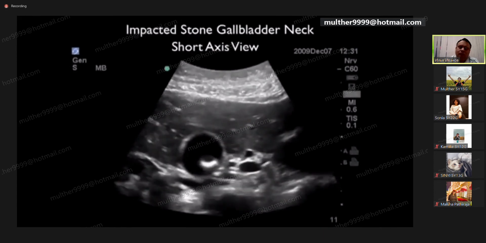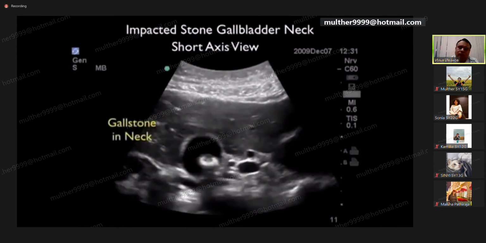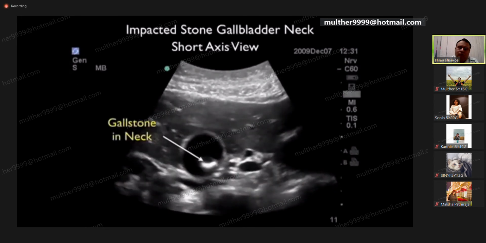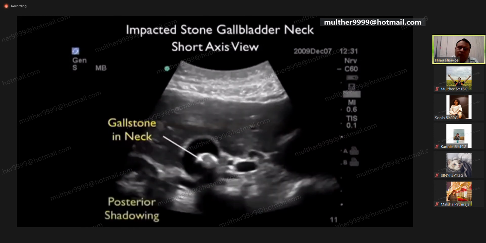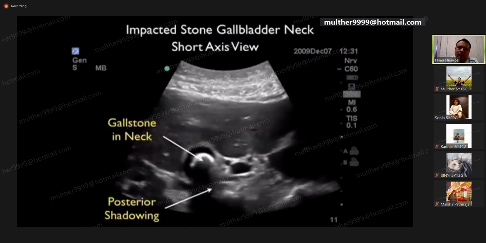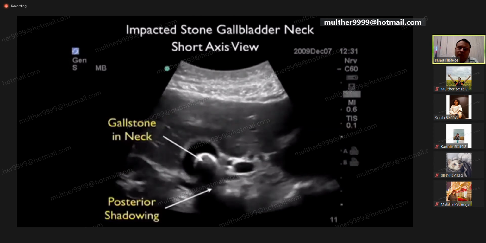Here we're going to change the orientation of the probe into a short axis configuration. The probe is located in the subcostal plane with the marker over towards the patient's right. Thereby we're cutting the gallbladder into cross sections, so the gallbladder will appear as a circle on the ultrasound screen. We see here a gallstone, that hyperechoic area within the gallbladder lumen, and again the posterior acoustic shadowing confirming the presence of a gallstone.